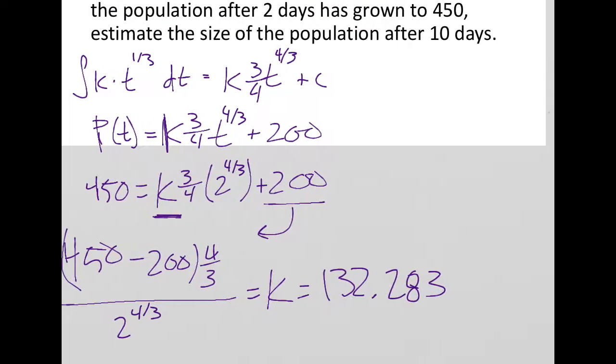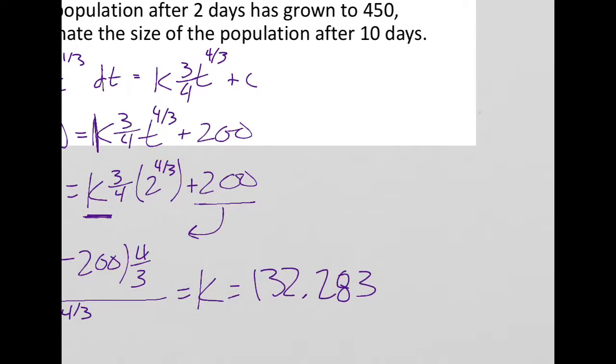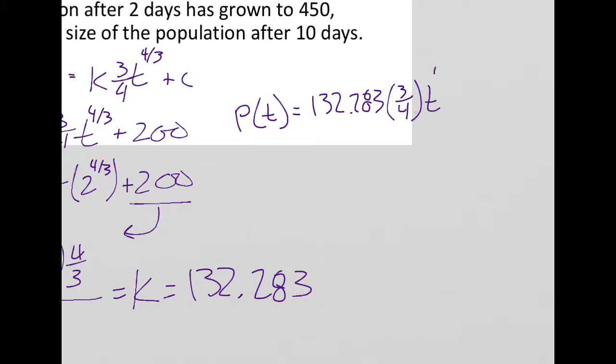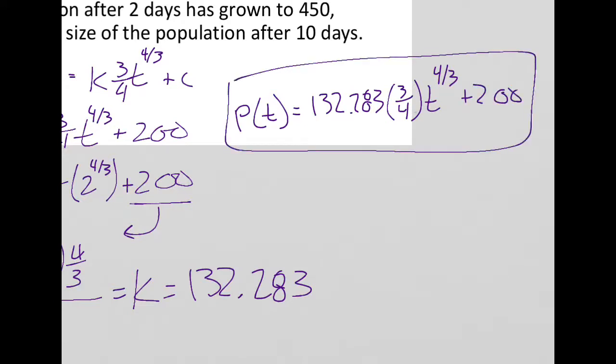And so the question is, what's the size of the population after 10 days? And now we have that k value, so we need to plug that into our equation. So we know that the population model with respect to time will be that k value, 132.283 times 3/4 times t to the power of 4/3 plus 200. I now know my population equation, so I just need to plug in to solve for p of 10. And you should get 2,337.470.